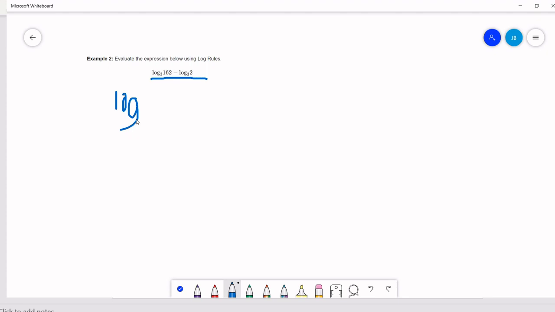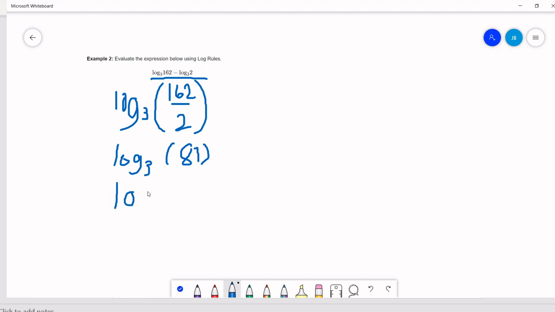So that's log 3, that's your base, of 162 over 2, right? Take note that you can only do this if the bases are the same. If not, then you cannot do the log rule. Simplifying that will give you log 3 of 81, since 162 divided by 2 is 81. So we have to find ways to extract 81. That would be equivalent to 3 raised to 4. If you want to check, 3 times 3 is 9, times 3 is 27, times 3 is 81.